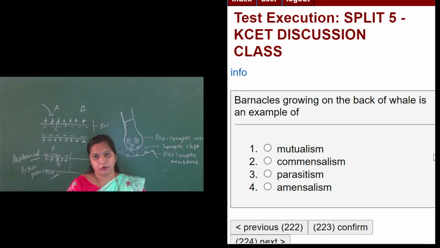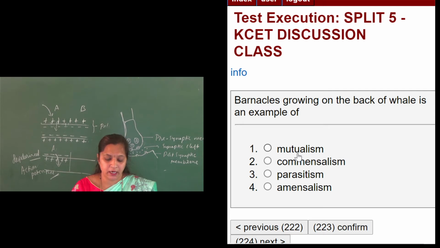But the barnacles will not cause any harm to the whale, like any other parasites do. And they will also not offer any advantage to the whale, so the whale remains unaffected. That means the whale neither gets hurt nor benefited. So in this interaction, one of the species, that is barnacles, gets benefited in the form of shelter, whereas the other species remains unaffected, neither benefited nor harmed. This type of interaction is called commensalism. So the right option here is commensalism.